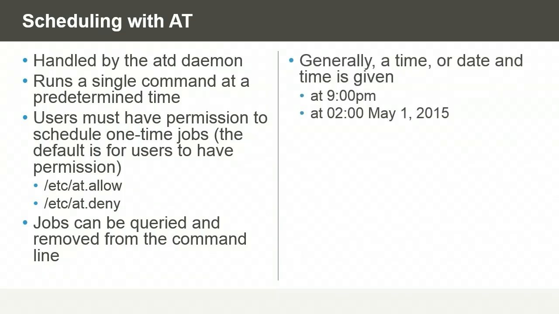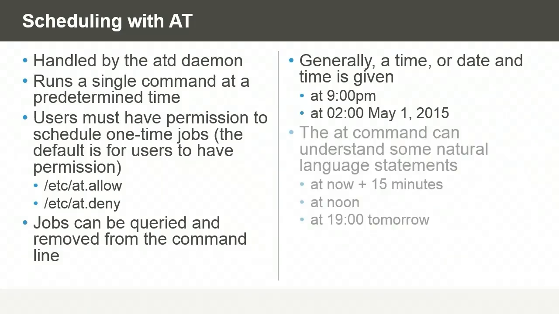When we schedule an at job, we can give it a date or a time. For example, we might type in at the command line at 9:00 p.m. to run a job at 9 p.m. today. The command can understand some natural language statements, such as at noon would run the job at noon, or at now plus 15 minutes would run the job 15 minutes from now.